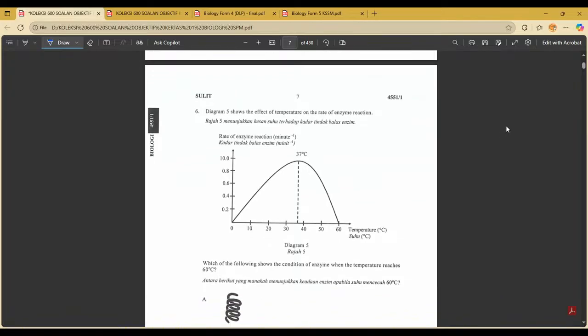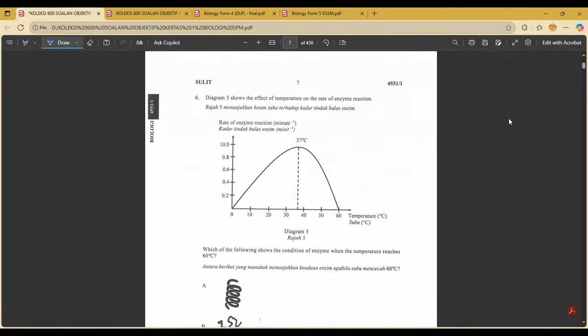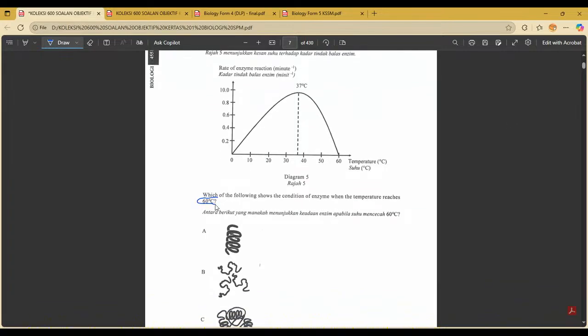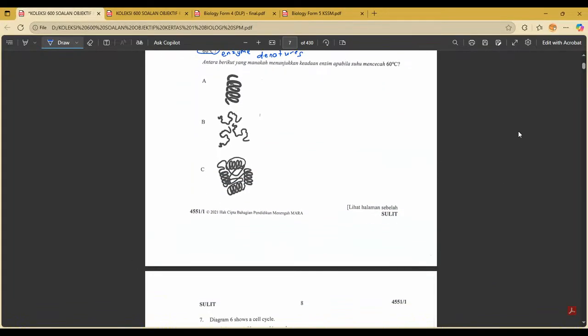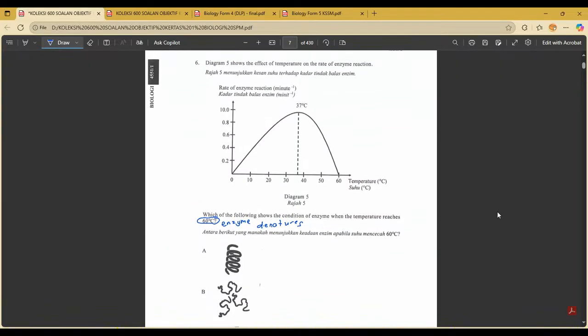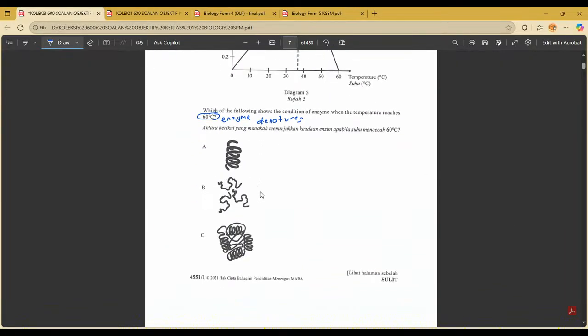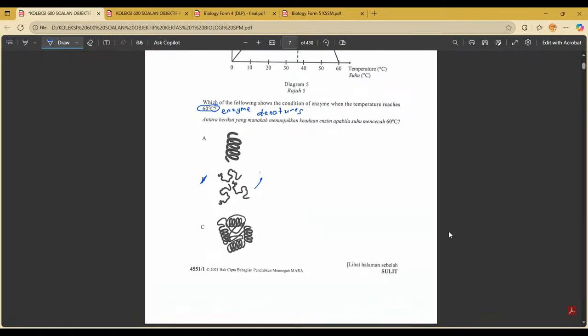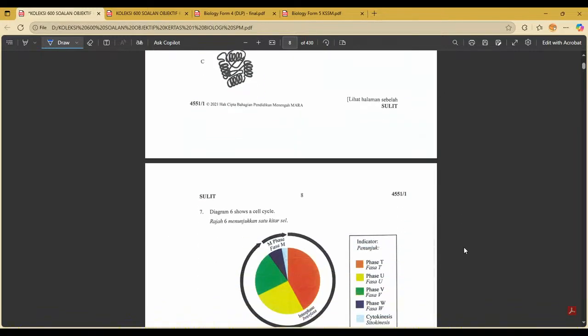Diagram 6 shows the effect of temperature on the rate of enzyme reaction. Temperature reaches 60 degrees Celsius, so the enzyme denatures. Which of these is enzyme denaturing? Probably this one. The rest looks like normal folding of proteins. Yeah, probably.